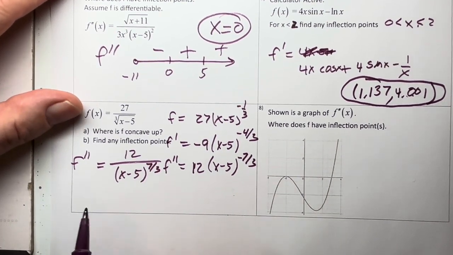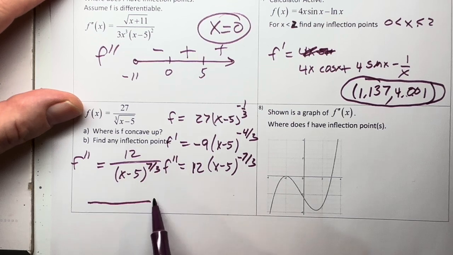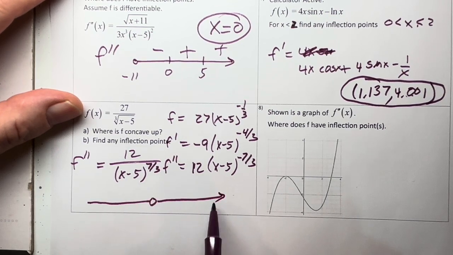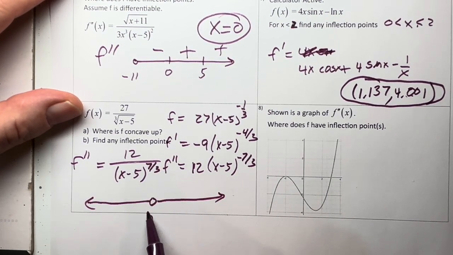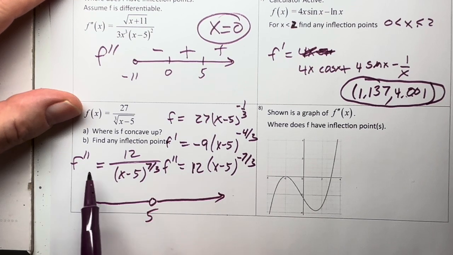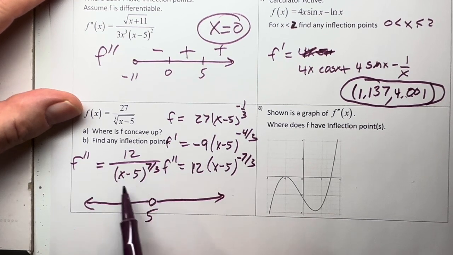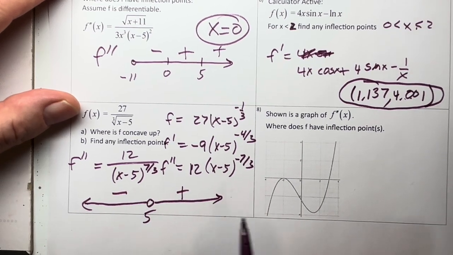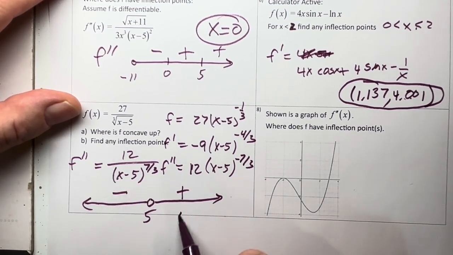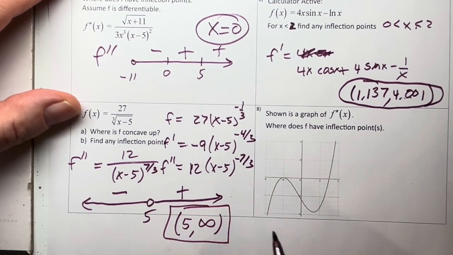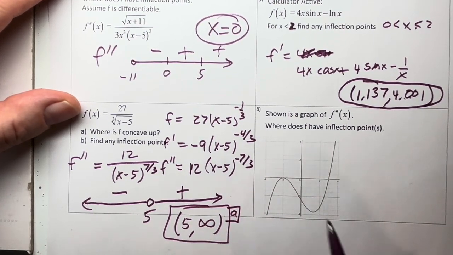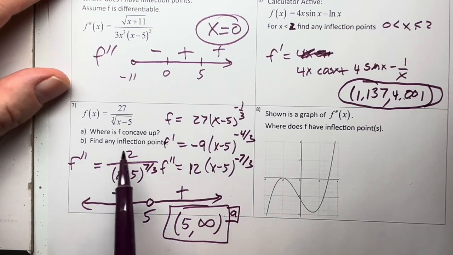All right, so we will have a sign number line. Right, 5 is not in the domain of f double prime. If x is bigger than 5, this is positive. If it's less than 5, it's negative. So where is it concave up? From 5 to infinity. That's part A.